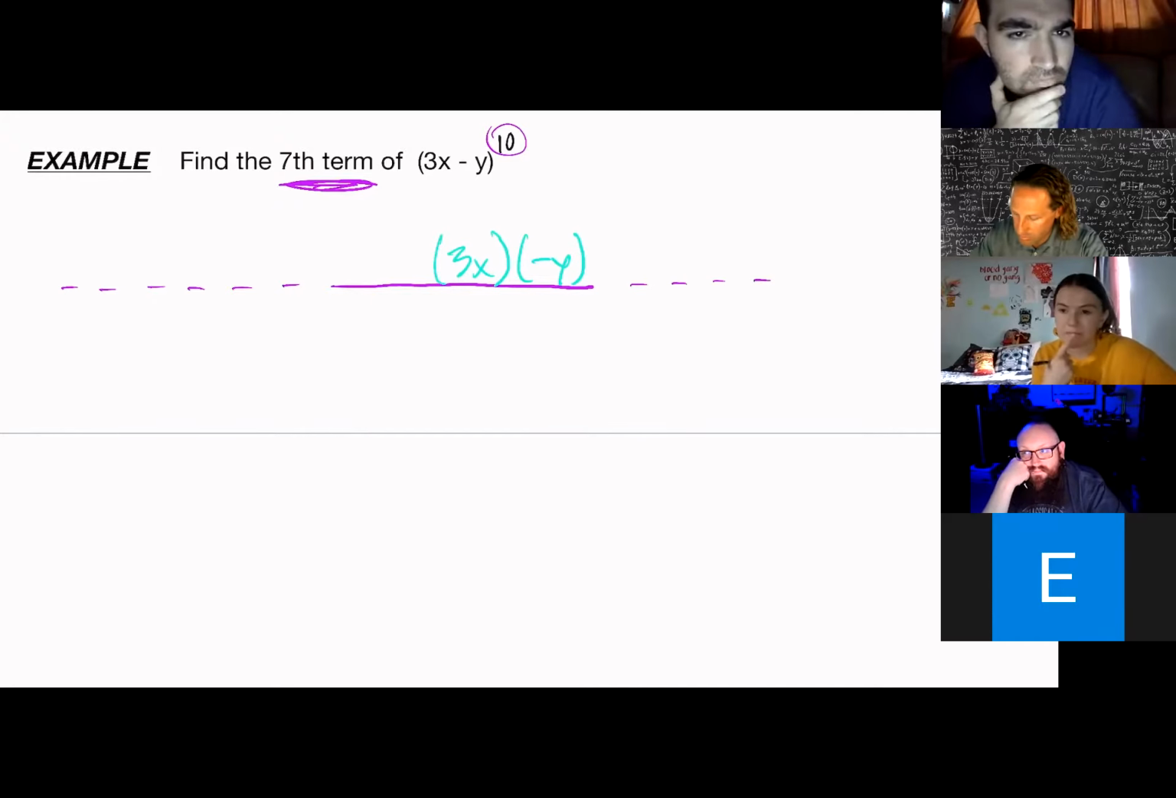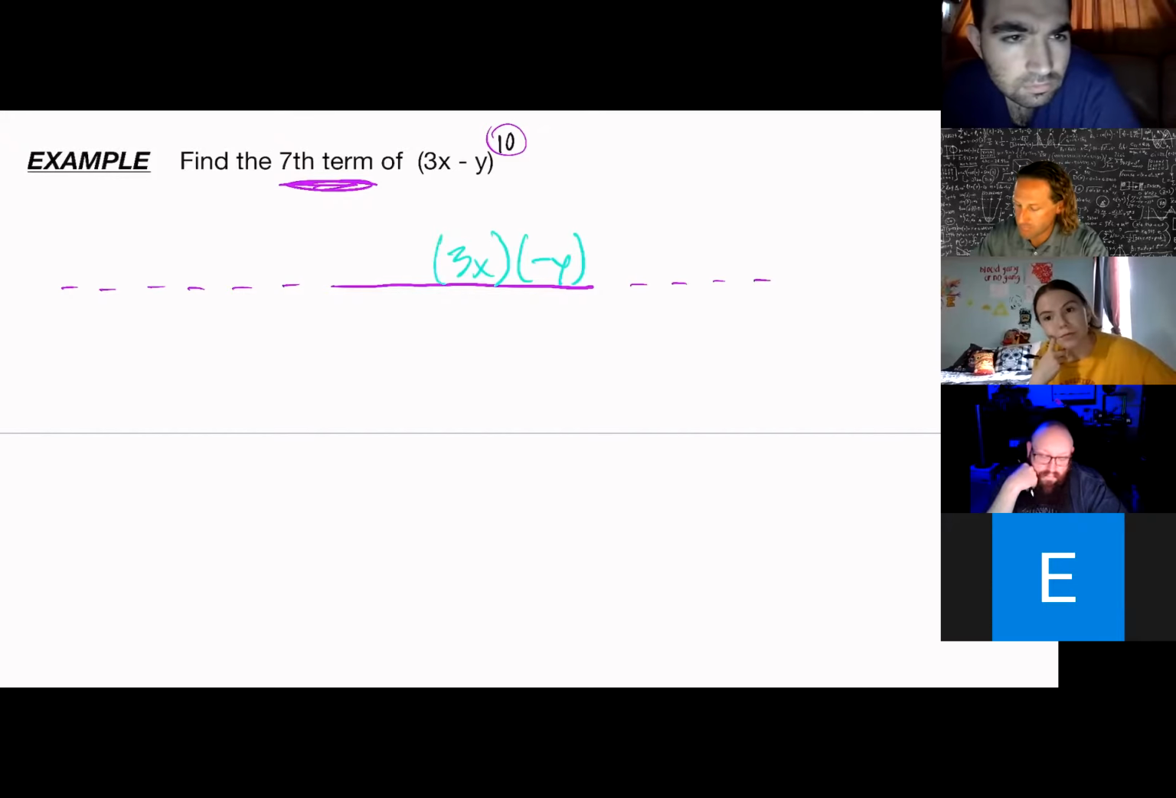Powers. Good. How? The sum. So they need to be the sum of 10, and it's 7th. So it would be the 10 minus 7. So 3 and then 7. Which one's 3? Which one's 7? And are you sure? X is 3, Y is 7.